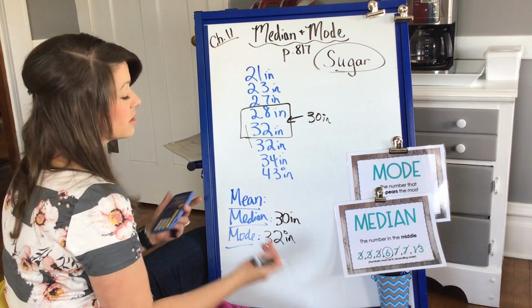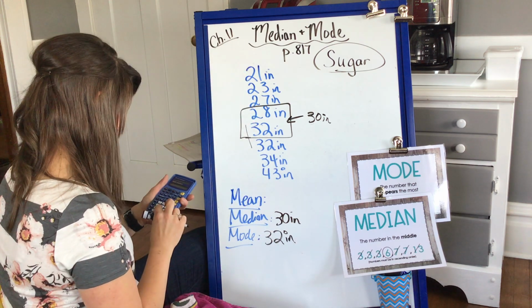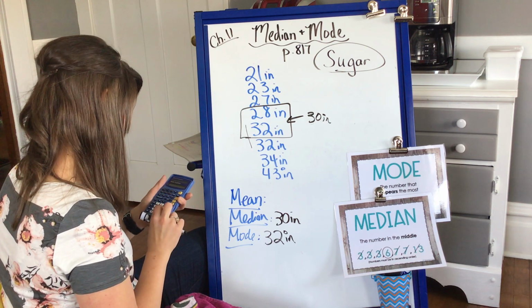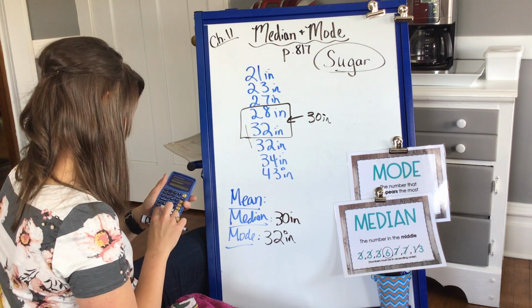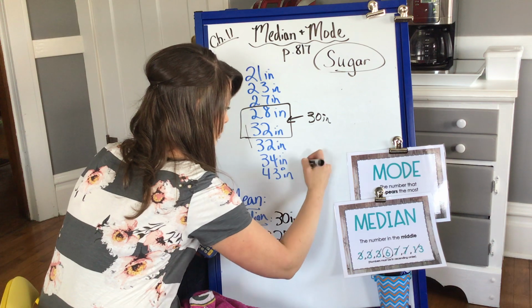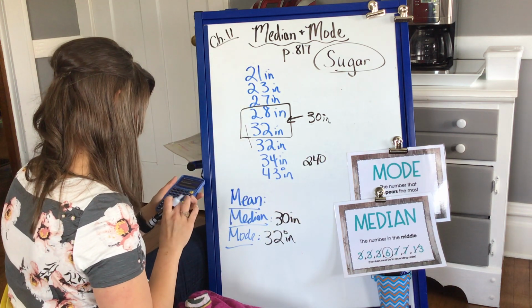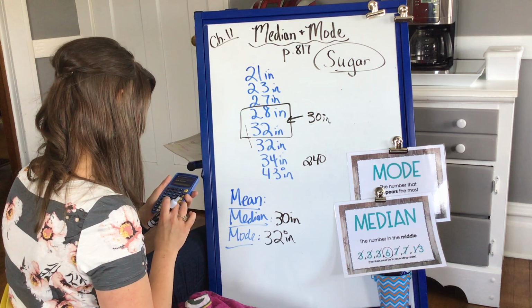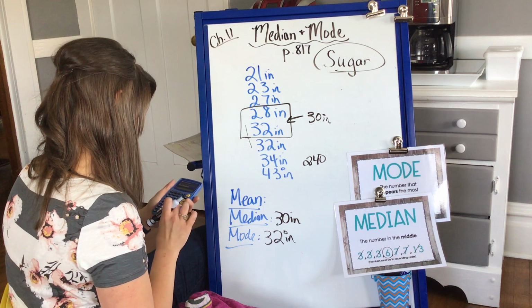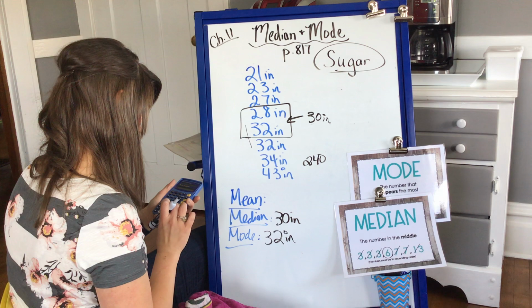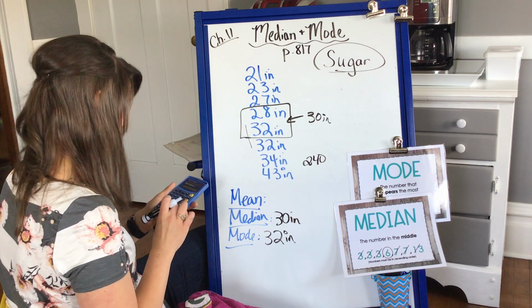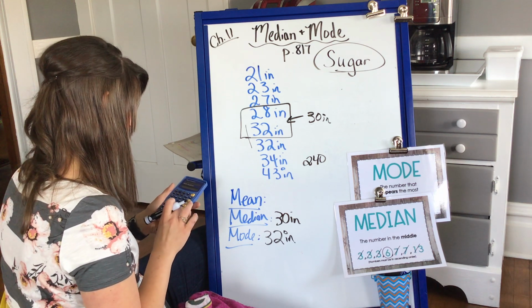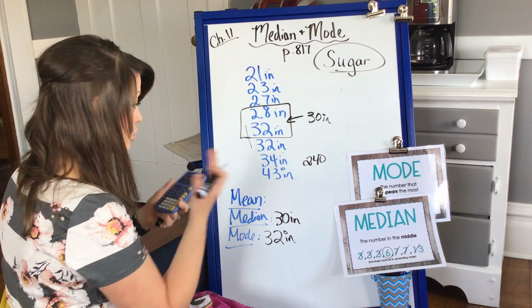Okay? Last one is mean. This is the one from the last lesson. I'm going to add them all up. 21 plus 23 plus 27 plus 28 plus 32 plus 32, 34 plus 43. And I get 240. I'm going to add it again. 21 plus 23. And this is one lesson that you probably really enjoy having a calculator on. I did one extra. 21 plus 23 plus 27, 28 plus 32 plus 32 plus 34 plus 43. 240. So I have 240.